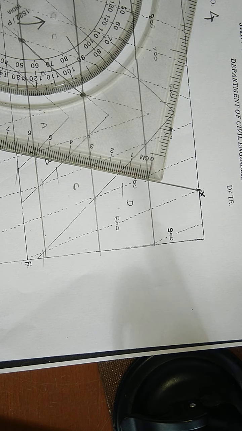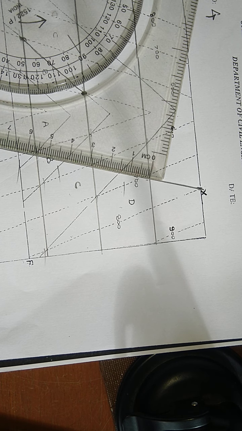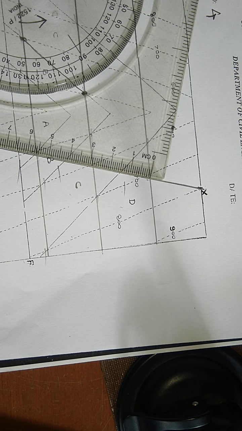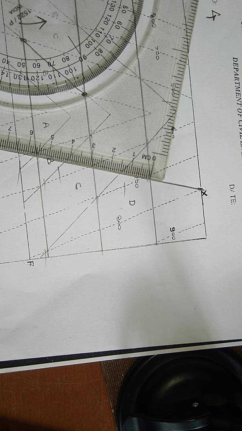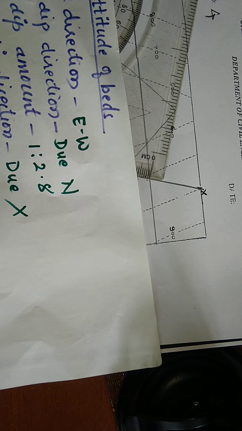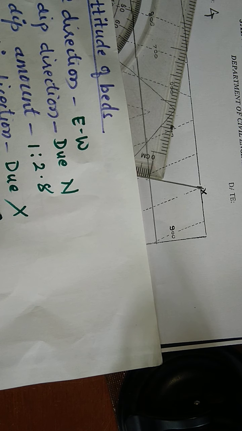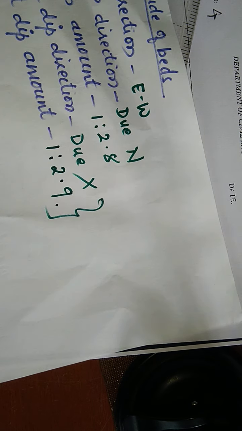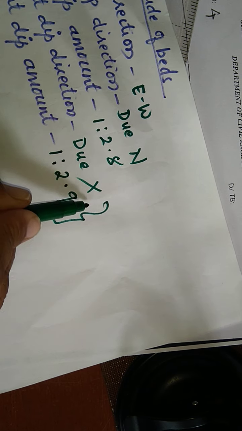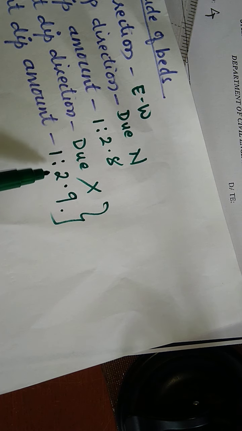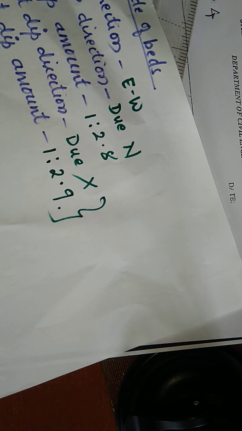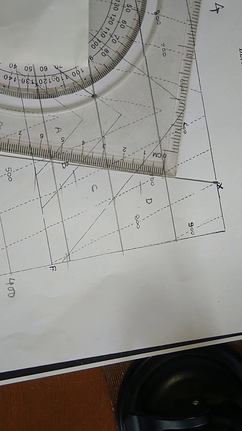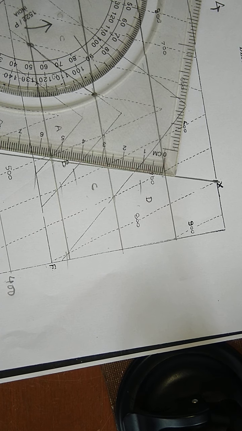So here, 14.6 divided by 5, the answer is 2.9. So I'll write it, the apparent dip amount is 1:2.9. So to draw, we will take these two. Dip direction is the slope and the amount we are going to take is 2.9. Okay, so this is the attitude of beds.